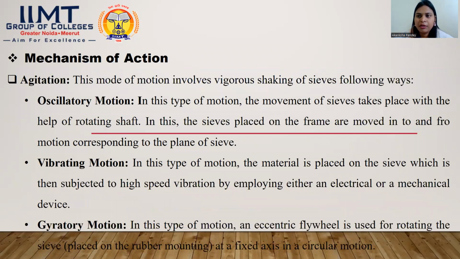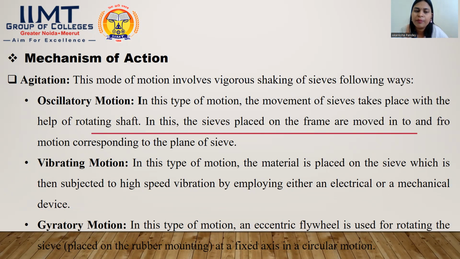Mechanism of action. First, agitation. This mode of motion involves vigorous shaking of sieves. If we talk about the basic method for size reduction, what do we do? Sieving. The sieving method is like shaking or vibrating a sieve so that the particles get passed through it, and we can get the desired particle size. So these are basically the three motions involved behind this mechanism.